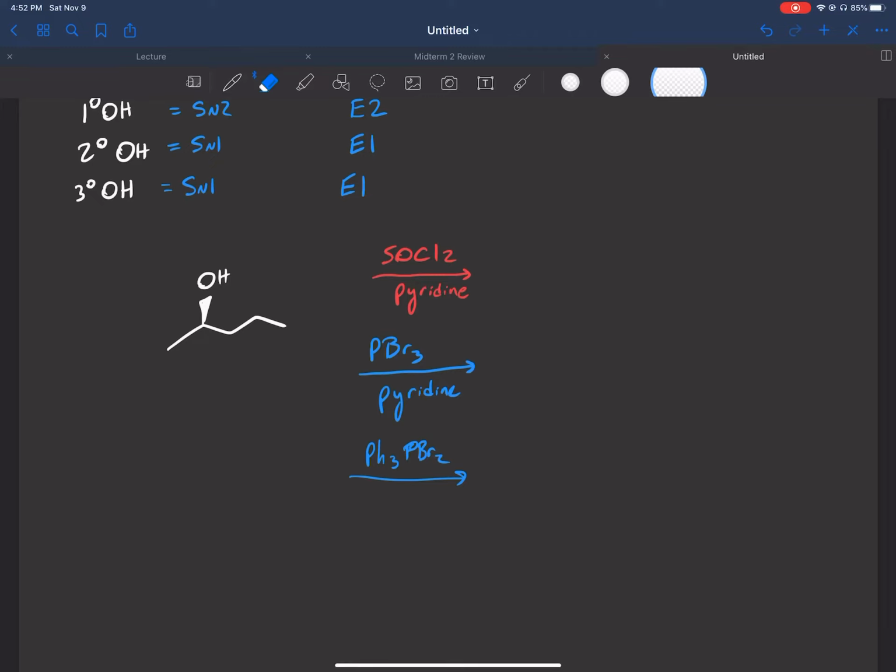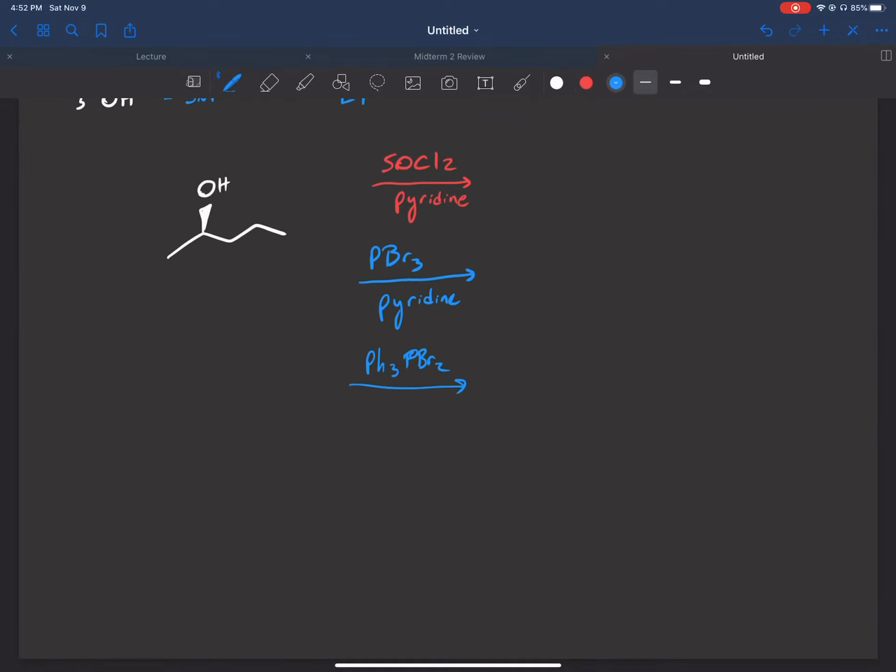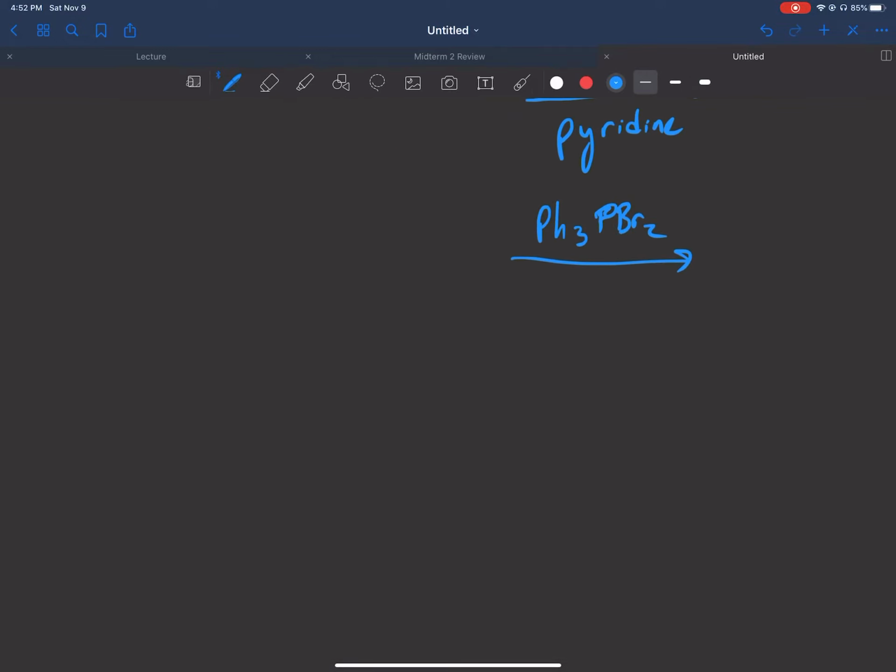Okay, so what exactly now are we going to be doing, right? How is this different than what we've already just seen? The previous examples showed a retention of stereochemistry. The key difference here is that we will now cause an inversion. So I'll just show you the mechanism really quickly, primarily with SOCl2.